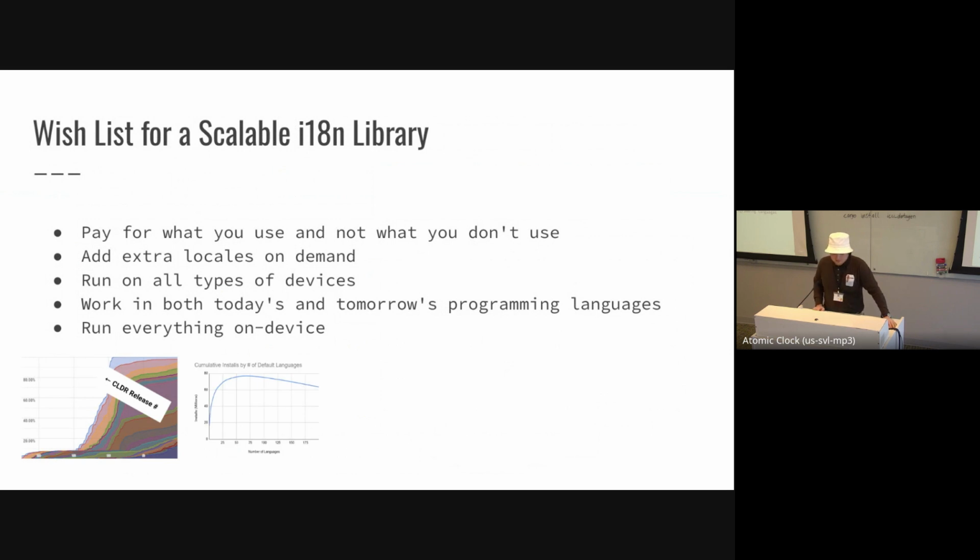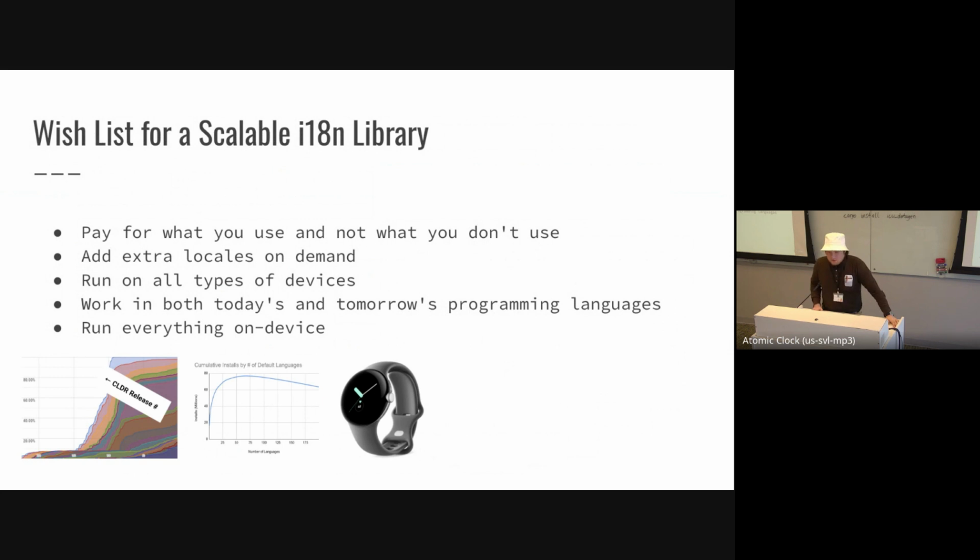The second one is, we want to add extra locales, but we want those locales to be added on demand. Because if we just ship all the locales in our app, it's not going to help us increase the number of users. But if we're able to add locales and have them loaded dynamically, we can scale to hundreds of languages quite easily.